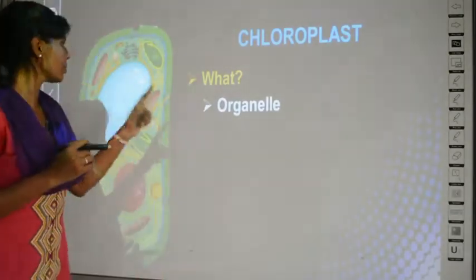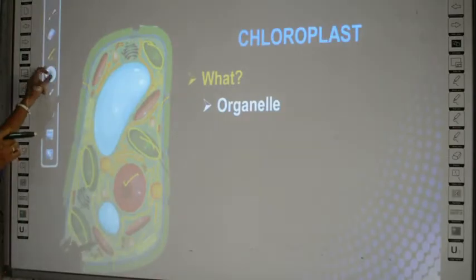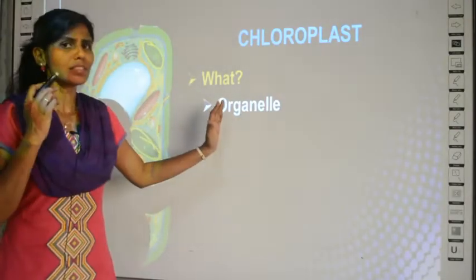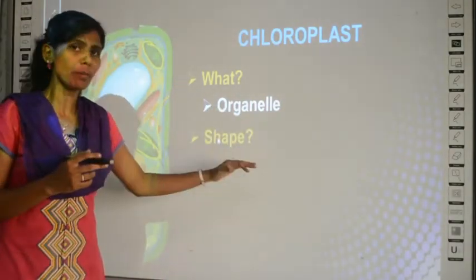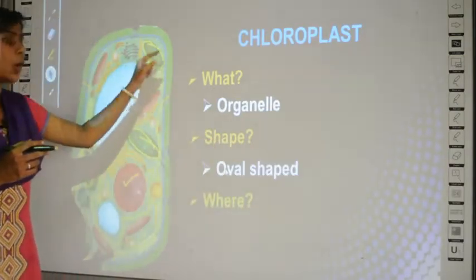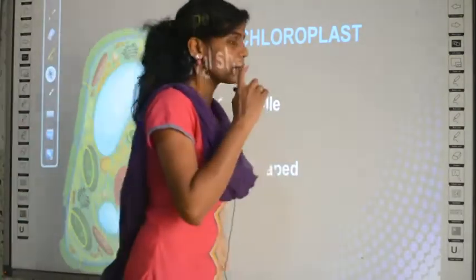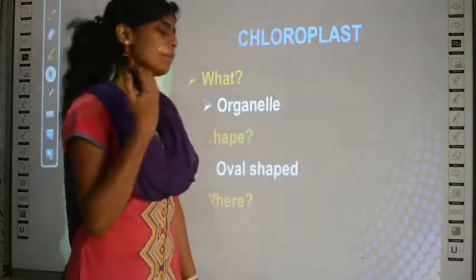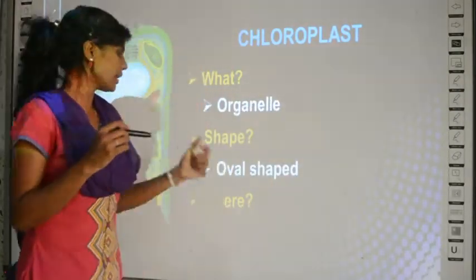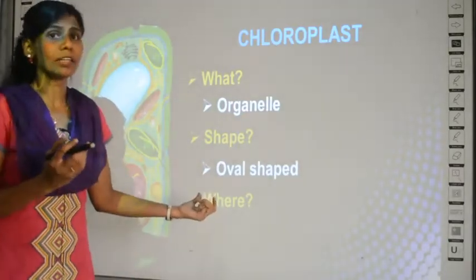So what is a chloroplast? Chloroplast is an organelle in a plant cell. What is the shape of a chloroplast? The shape of the chloroplast, already I told you, oval. What is oval? Like almost the shape of an egg, right? Oval in shape, not a circle, but it is oval in shape. Where can you find chloroplast?